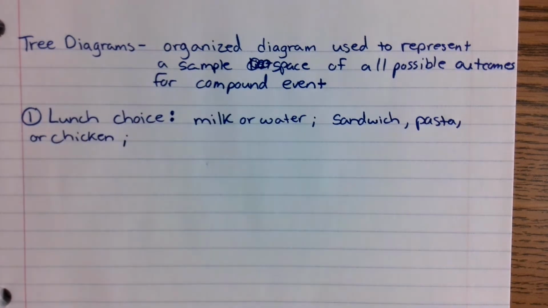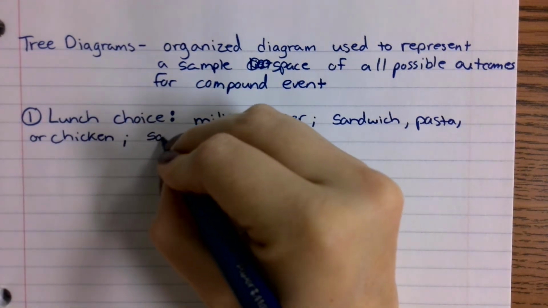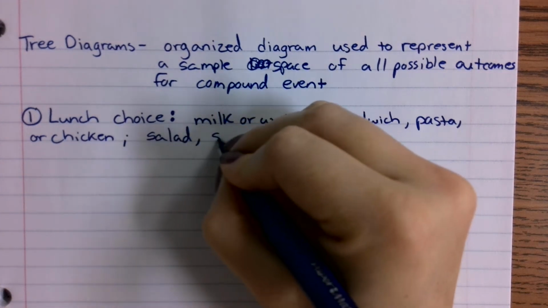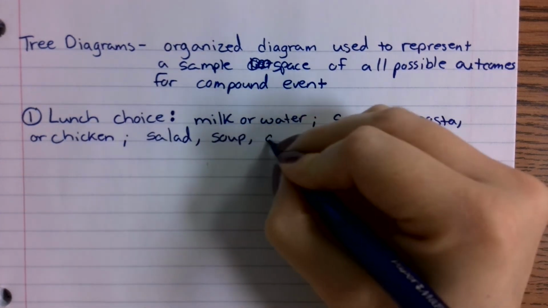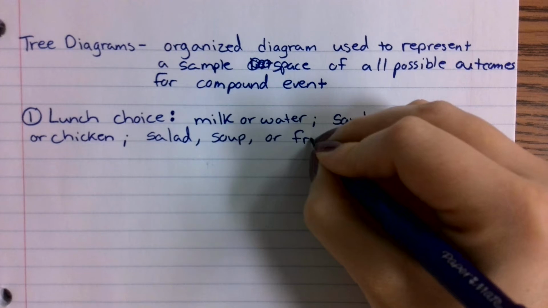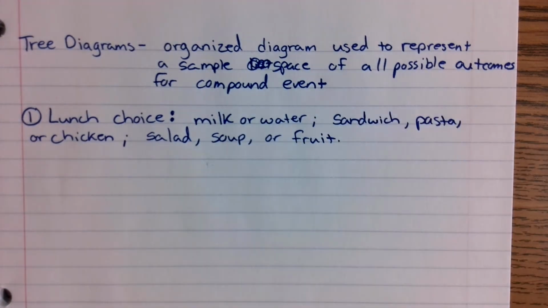That was your entree choices. And that you could also have a choice of salad, soup, or fruit as a side. So now for a tree diagram, creating a sample space, it's the basic idea of a tree.